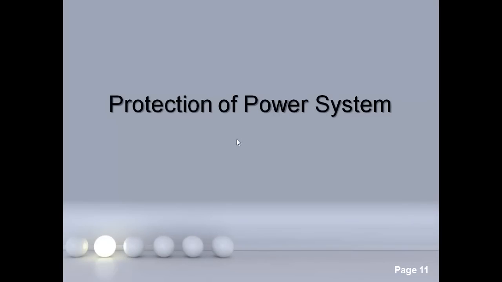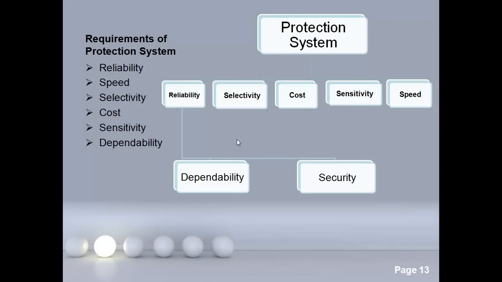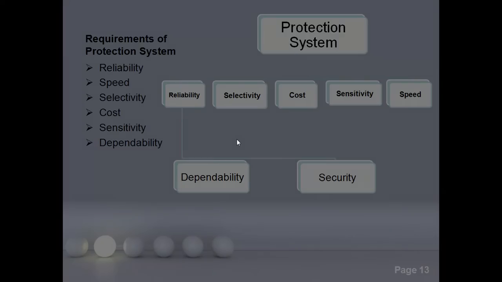Next comes the protection of power system. What actually is a protection system? A protection system is defined as a series of devices whose main purpose is to protect persons and primary electric equipment from the effects of faults. The requirements of a protection system basically include maintaining reliability and selectivity, cost, and various other parameters.